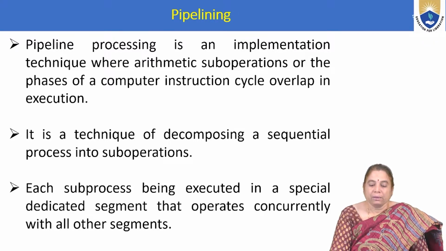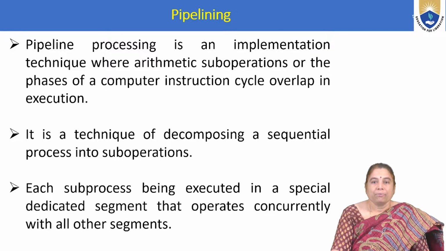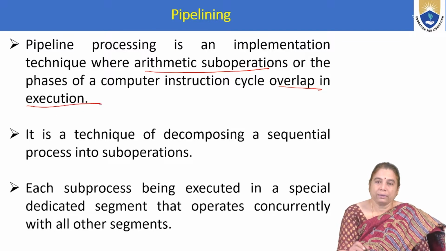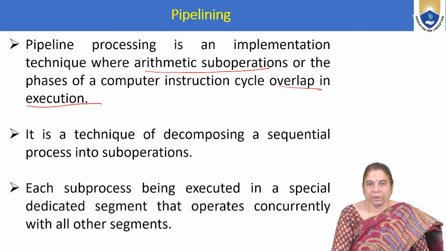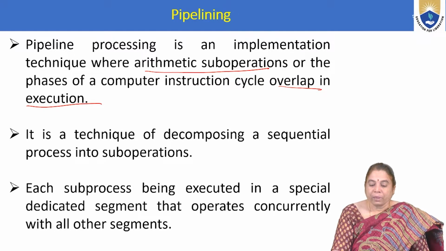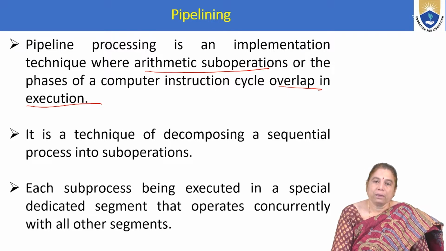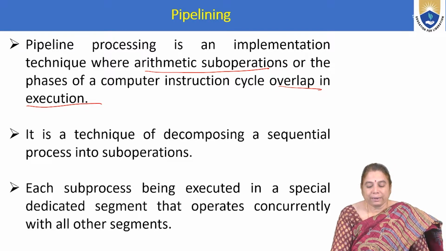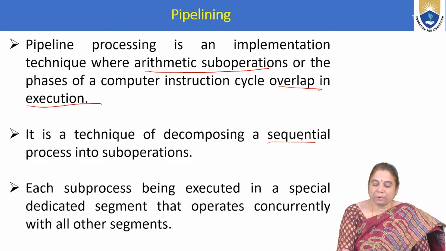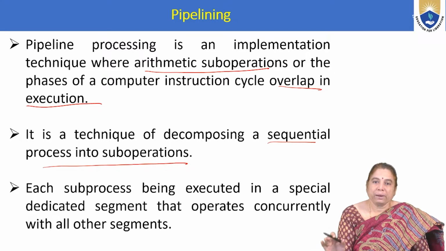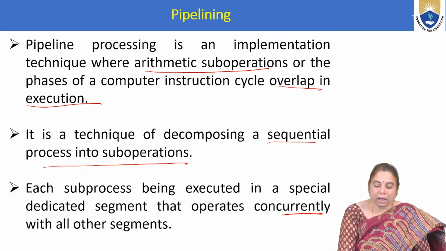Now, what is pipelining? The pipeline process is an implementation technique where arithmetic sub-operations or the phases of the computer instruction cycle overlap in execution. If a computational task can be divided into subparts, these parts can be implemented in an overlapped fashion. It is a technique of decomposing a sequential process into sub-operations, each sub-process being executed in a special dedicated segment that operates concurrently with all other segments.